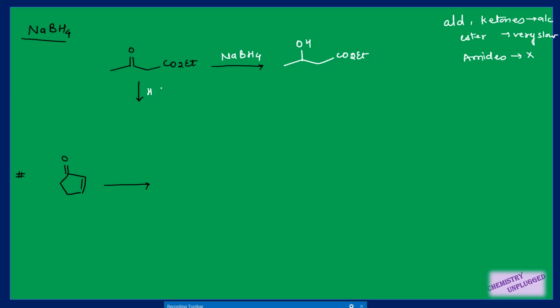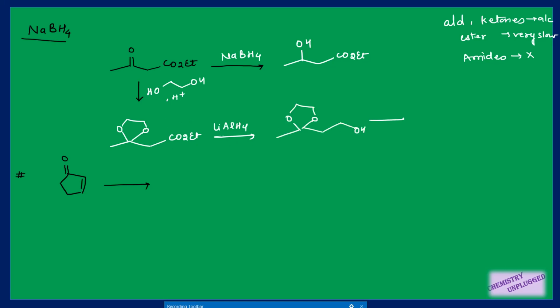And how can we protect it? We can use ethylene glycol under acidic condition, so this ketonic group will be protected, right? It will form this ketal and we have this type of structure. Then we can use lithium aluminum hydride, which can easily reduce esters to alcohol. Then we can use acid, which can remove this protecting group and we have the ketone back in the molecule.